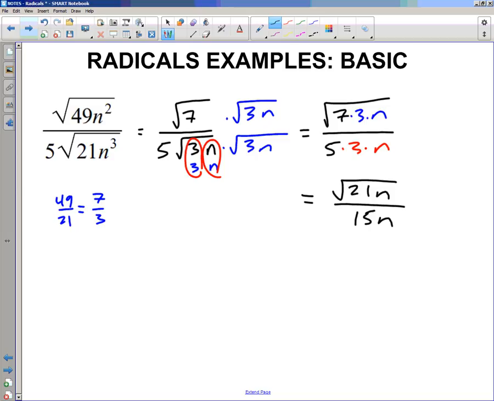Now we can't cancel those n's or reduce to 21 over 15 because in both cases you've got one side of the fraction inside of a radical and the other side outside. There's nothing inside of 21 that we can break up, group up and bring out, so I think we're stuck here. This will be our answer.